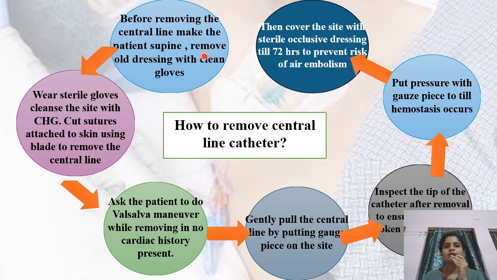So always place the patient in a supine position, then remove the old dressing after wearing clean gloves. Then wear sterile gloves and cleanse the site with chlorhexidine solution or 70% alcohol. Then cut the sutures attached to the skin using a blade to remove the central line. Okay, the sutures should be cut, and after that ask the patient to do the Valsalva maneuver.